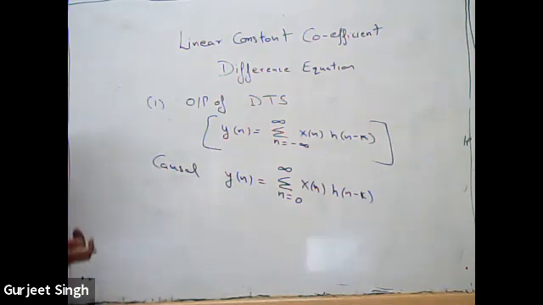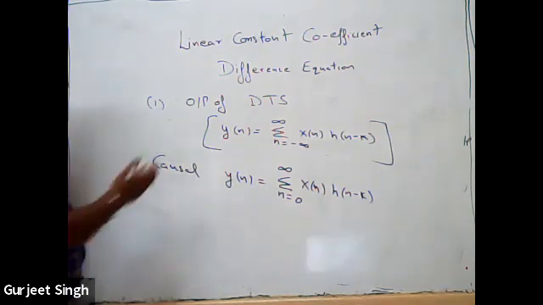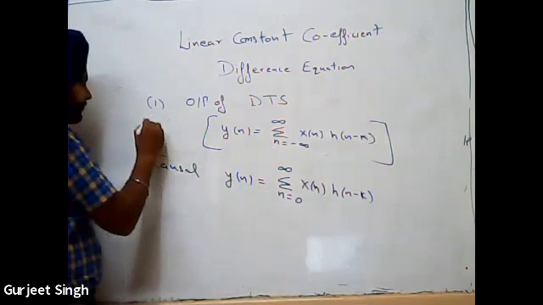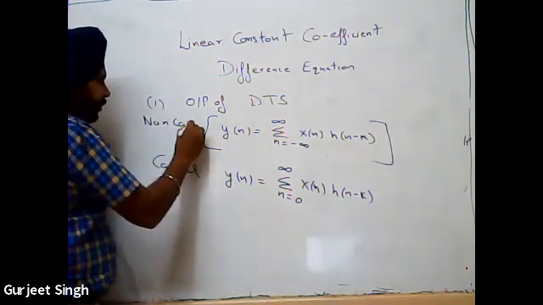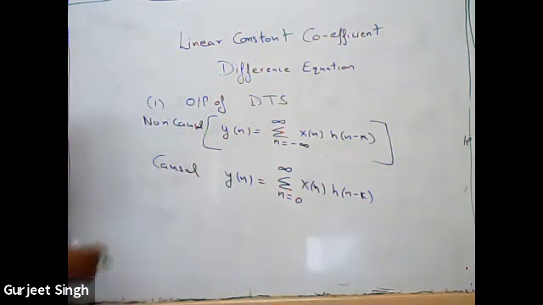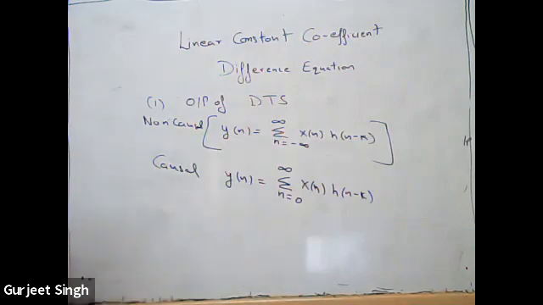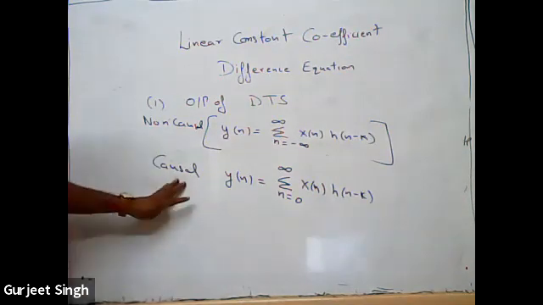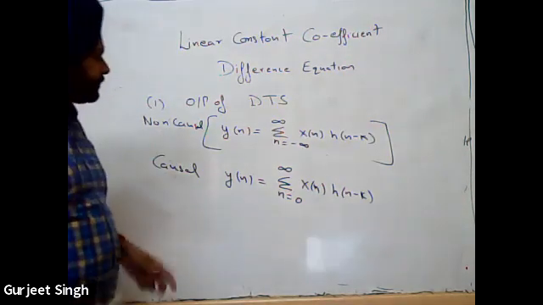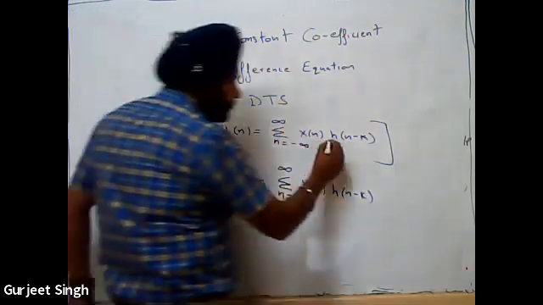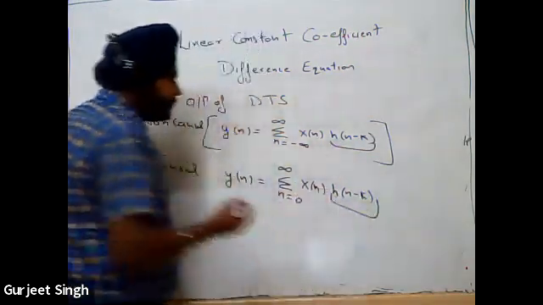Okay. Similarly, for the non-causal LTI system, this is the basic equation. The above equation is for the non-causal LTI system. So we have the equation for the causal system as well as the non-causal system. So when we are defining the causal system or the non-causal system, what is the important parameter? This h[n], the impulse response.